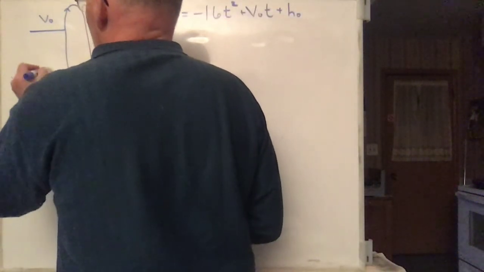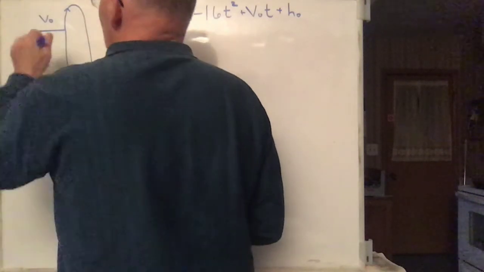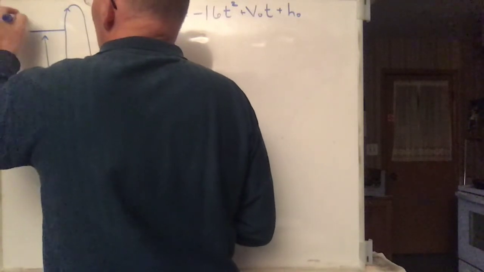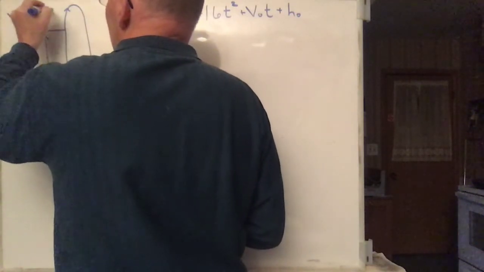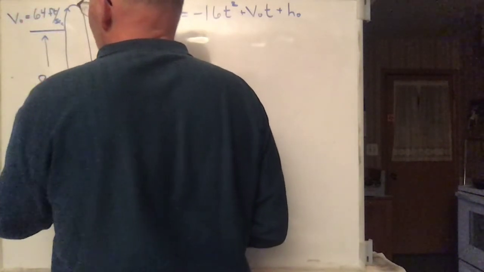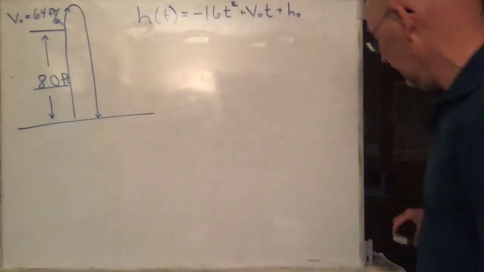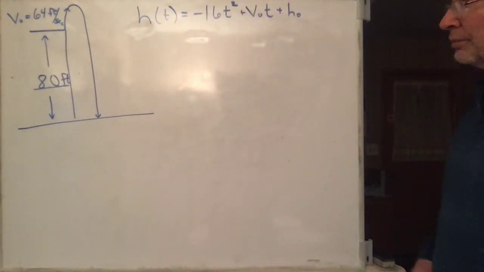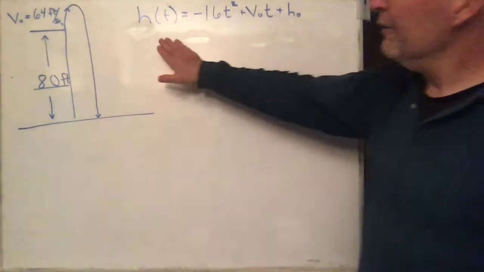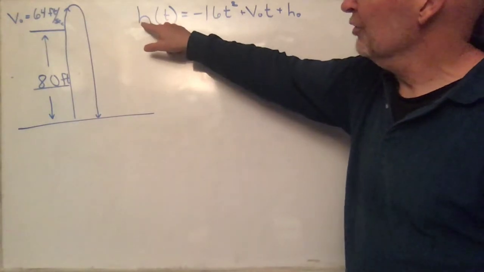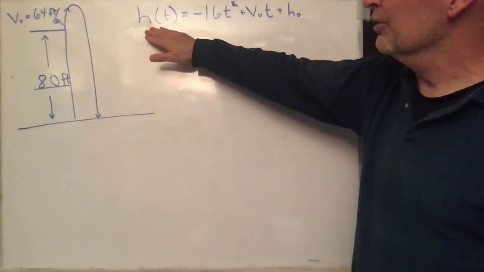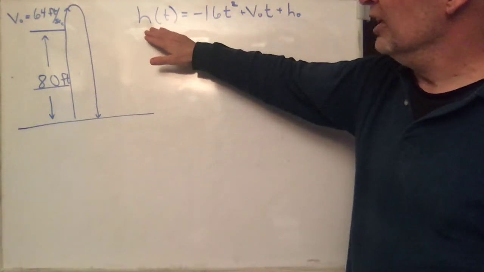Say this is 80 feet high, and say you throw it up with a velocity of 64 feet per second. Okay, this is all in units of feet, by the way. Okay, so then let's analyze this problem. By definition, the rate at which the position changes is defined to be the velocity. The velocity of an object is the rate at which its position changes.